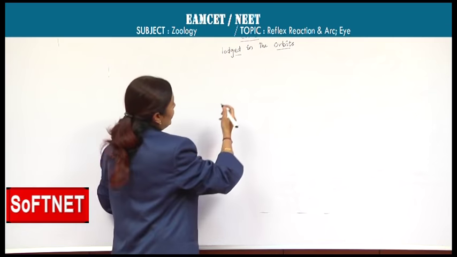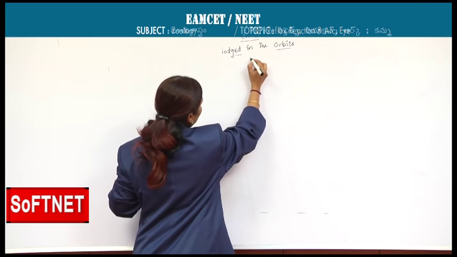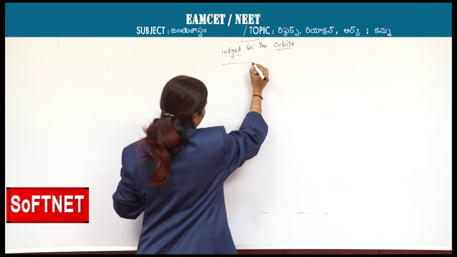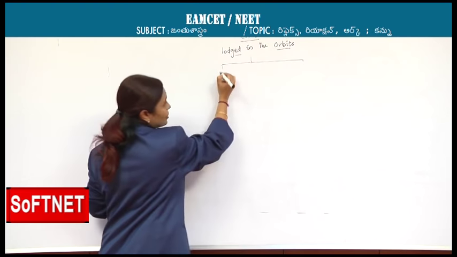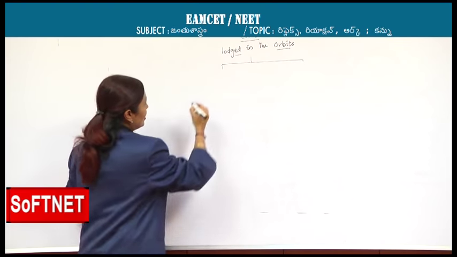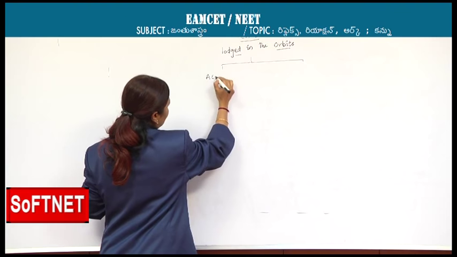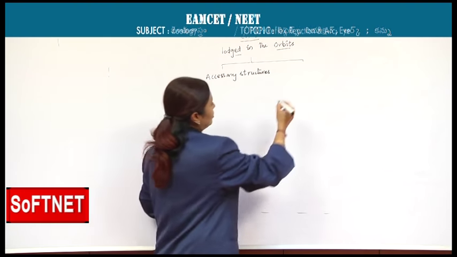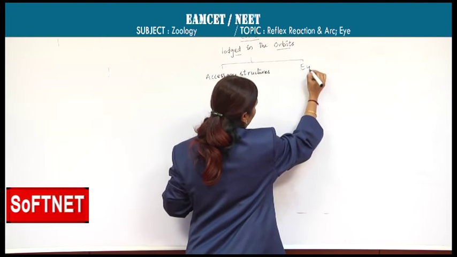What are the structural details of the eye? Let us study the structure of the eye under two heads. One is accessory structures and number two, eyeball.